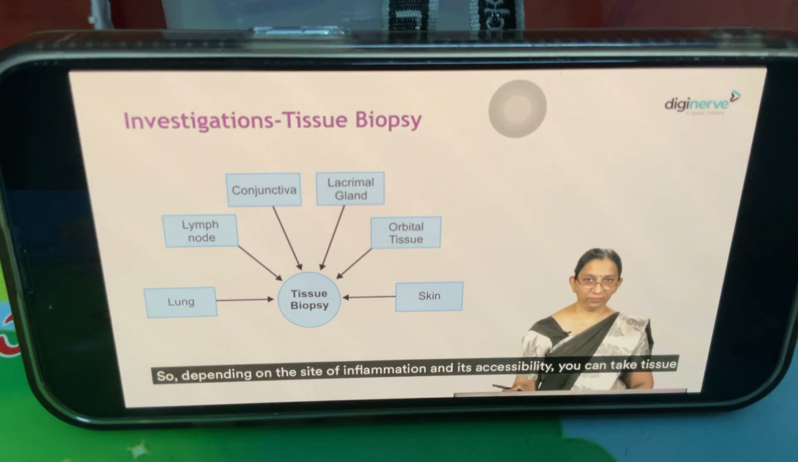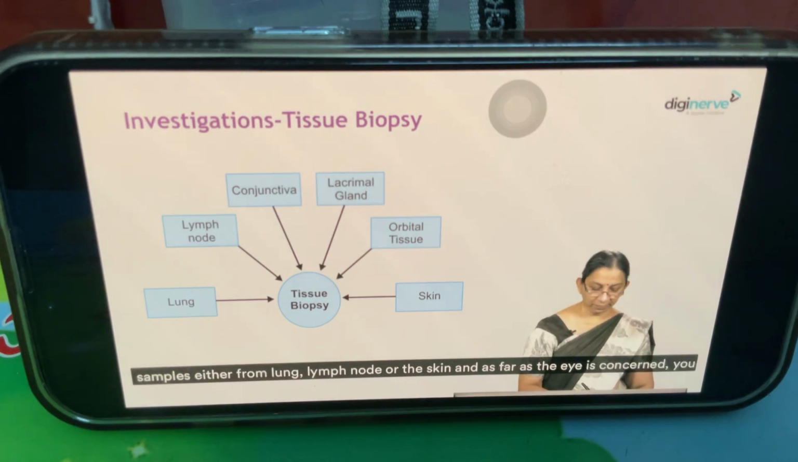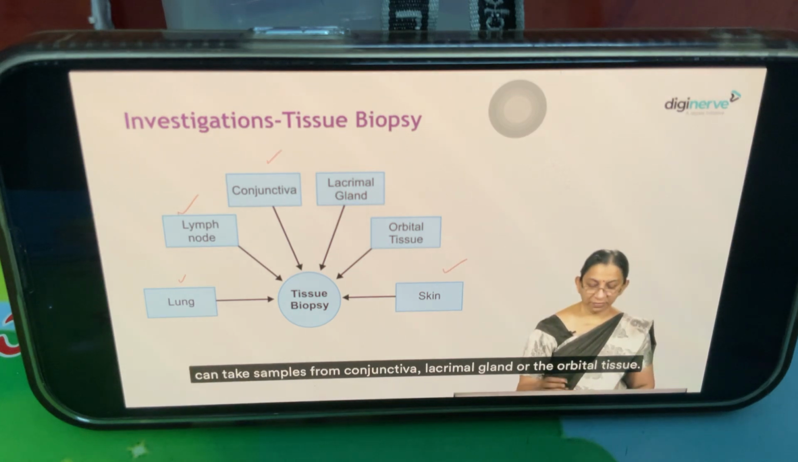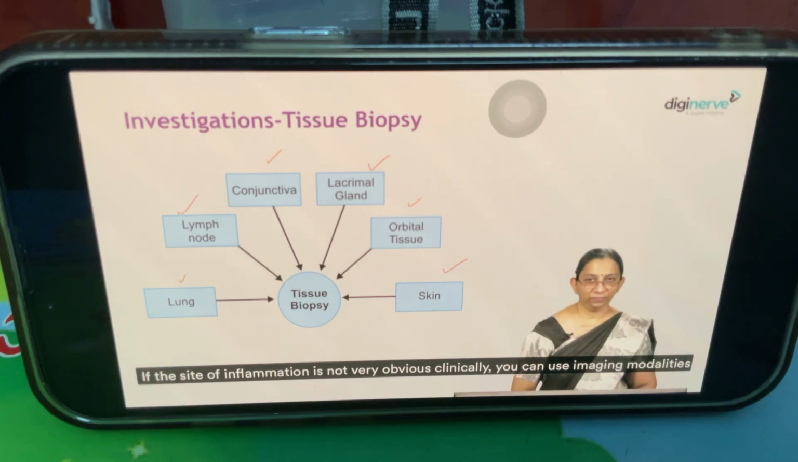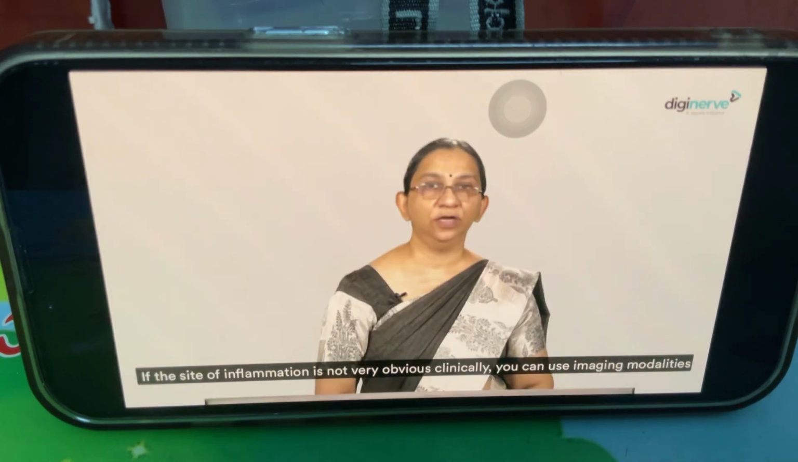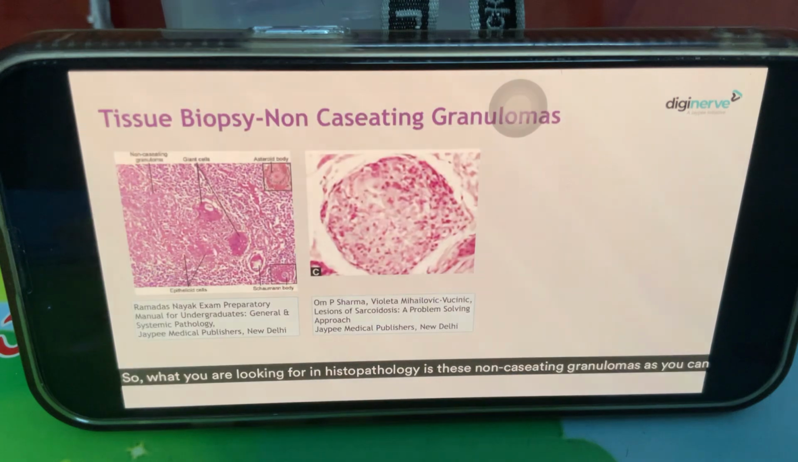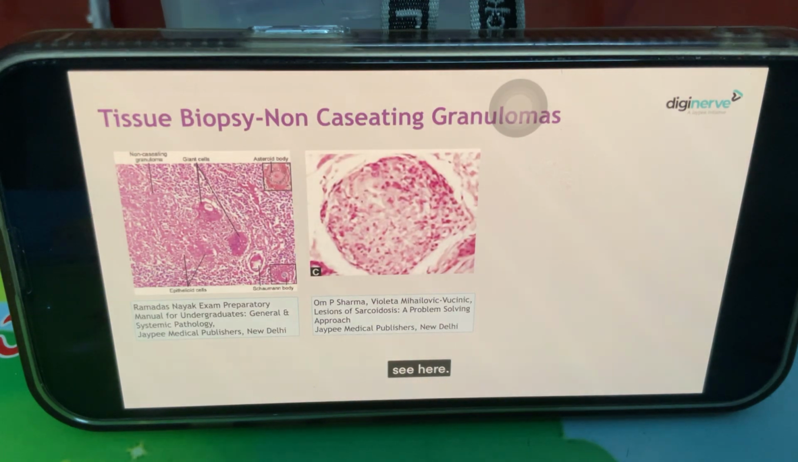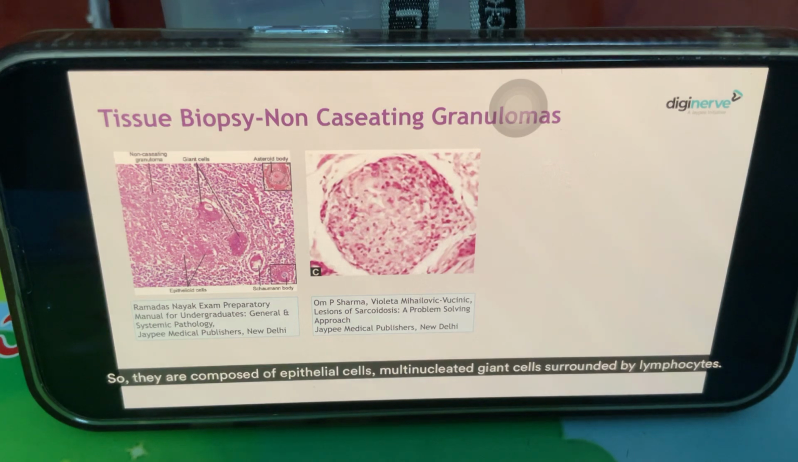So depending on the site of inflammation and its accessibility, you can take tissue samples either from lung, lymph node or the skin. And as far as the eye is concerned, you can take samples from conjunctiva, lacrimal gland or the orbital tissue. If the site of inflammation is not very obvious clinically, you can use imaging modalities to decide the site of the biopsy. What you're looking for in histopathology is these non-caseating granulomas, as you can see here. They are composed of epithelioid cells, multinucleated giant cells surrounded by lymphocytes.